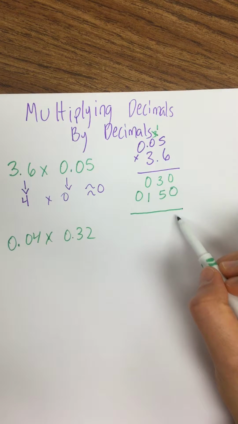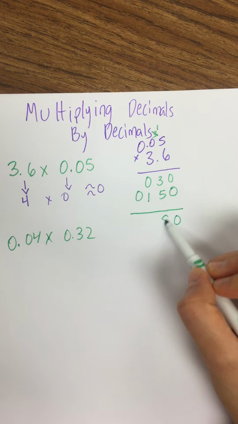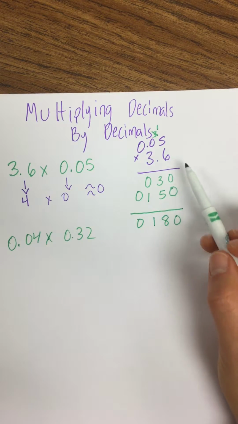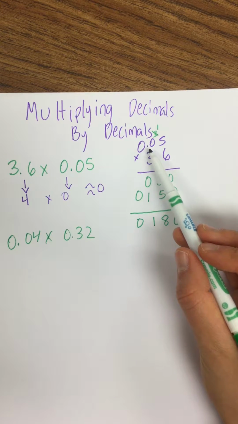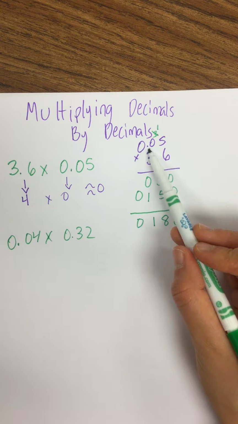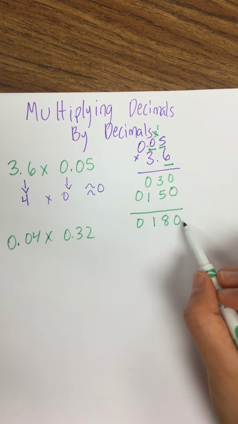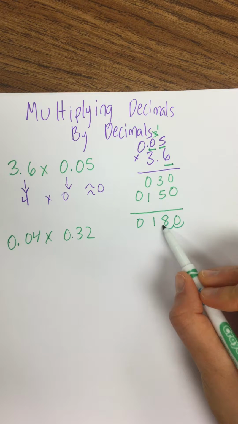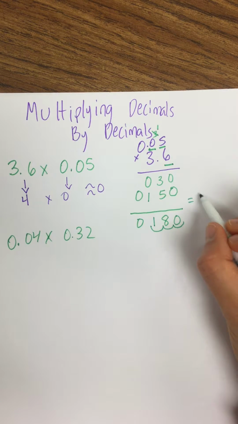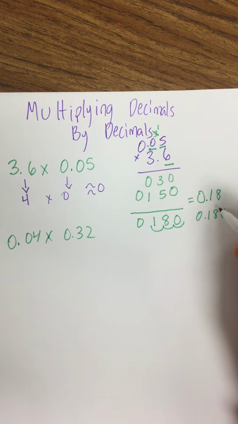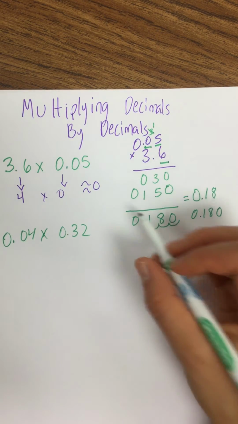Okay, now I add. 0. 3 plus 5 is 8. 0 plus 1 is 1, and then 0. Okay, I look at how many, just like in the last video, I look at how many spots are after the decimal. I have 1, 2, 3 total spots after the decimal. So I move my decimal 3 times. 1, 2, 3. So my answer is 18 hundredths. You can also write it as 180 thousandths, but that's the exact same thing. And that answer is pretty close to 0.